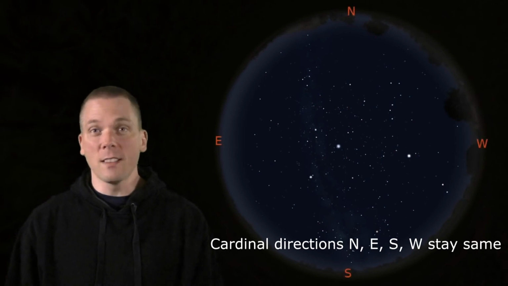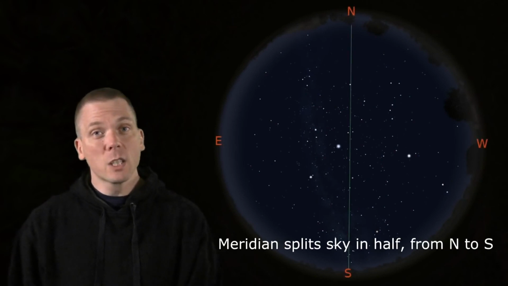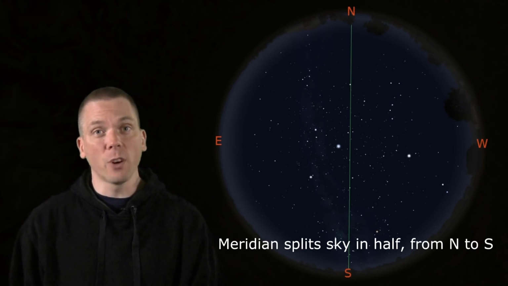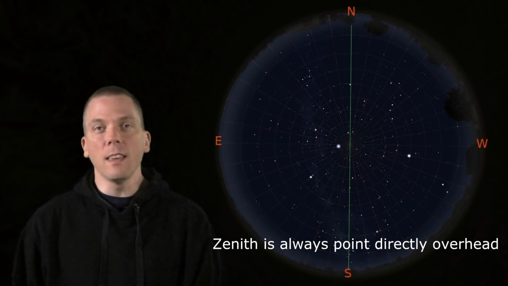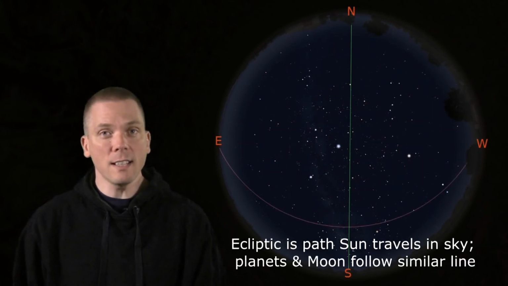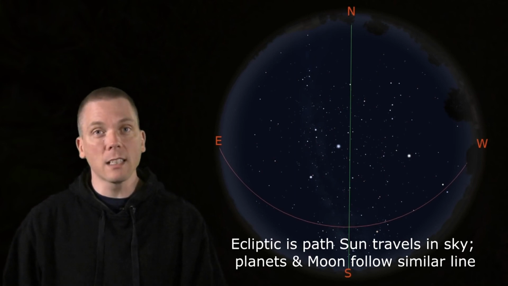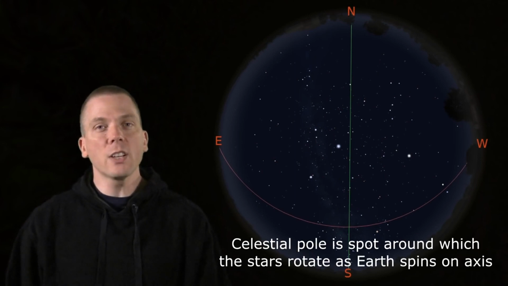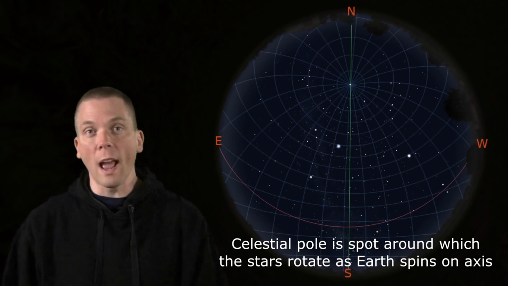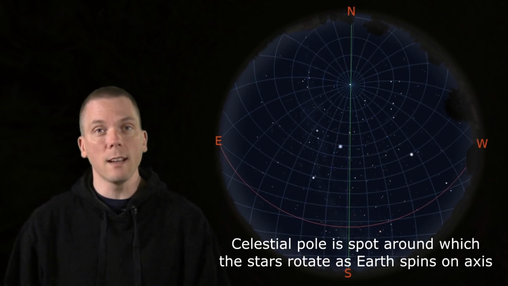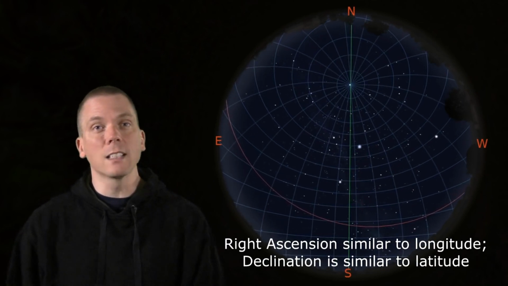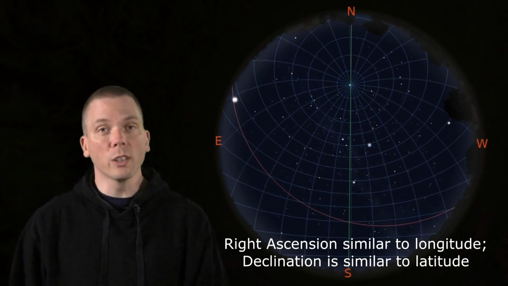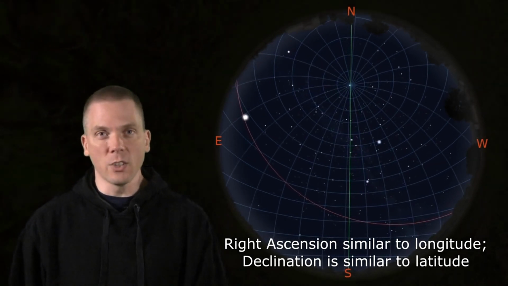So let's review these quickly. North, east, south, and west never change, of course. The meridian splits the sky in two halves from north to south. The zenith is directly overhead. The ecliptic is the path the sun takes in the sky, along which the planets largely appear to follow. The celestial pole is the spot in the sky around which the stars appear to rotate as the Earth spins. The celestial sphere uses similar coordinates as longitude and latitude, but they are called right ascension and declination.